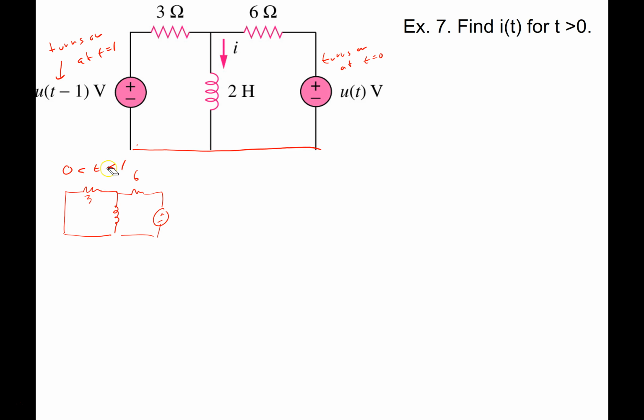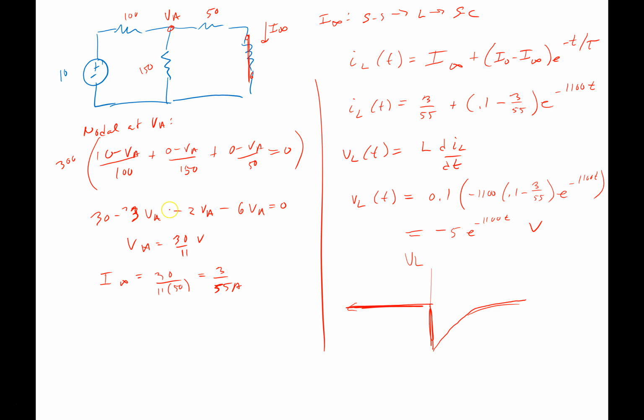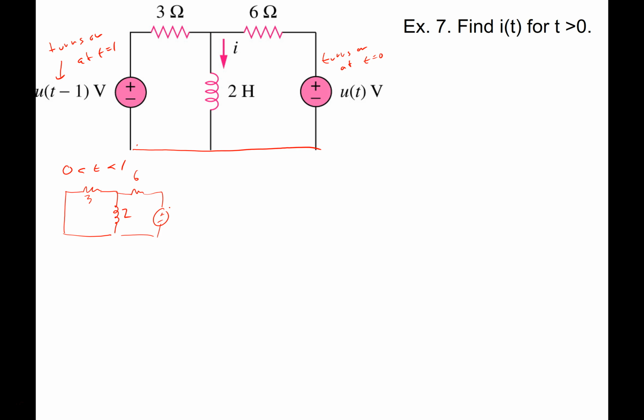Where this is going to be 1 volt. And we're going to try to solve for the current going through that 2 Henry inductor, right?